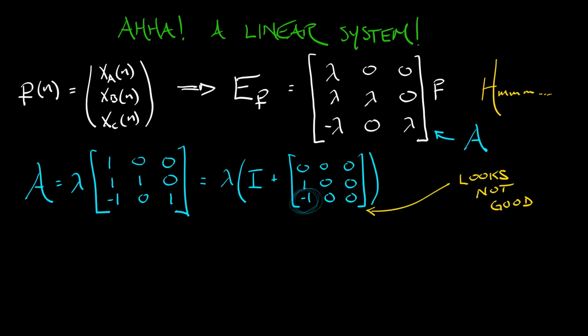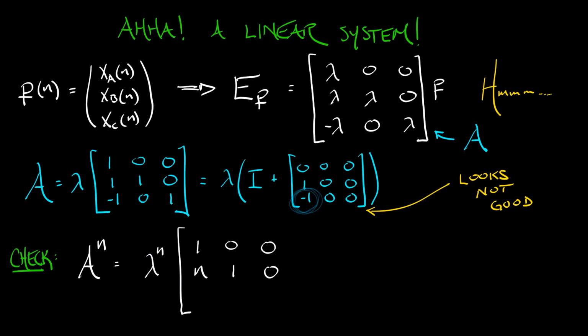That does not look good. That worries me a little bit. And you would be right to worry if you check that when you solve this linear system, when you take powers of this matrix A, what do you get? A to the n is lambda to the n times the matrix 1, 0, 0, n, 1, 0, negative n, 0, 1. Uh-oh. That negative n in that lower right-hand corner, that is not good.